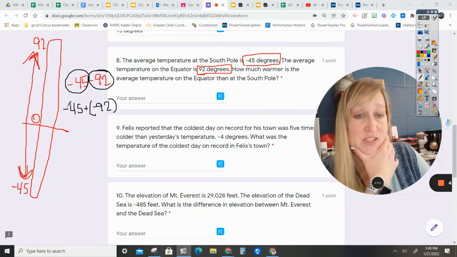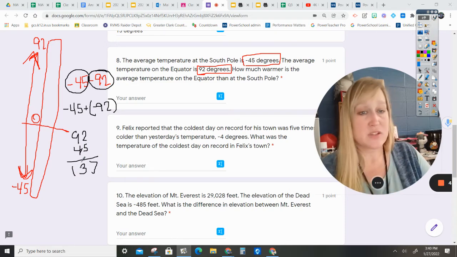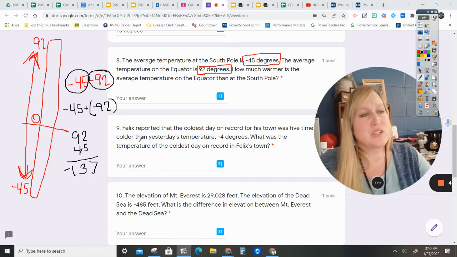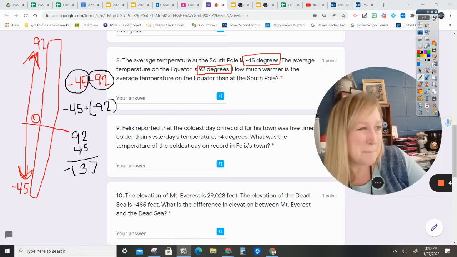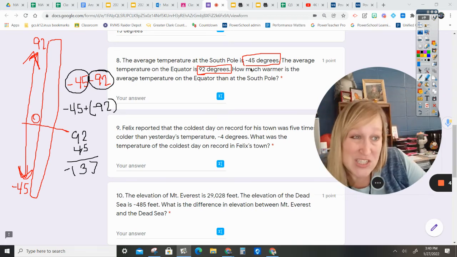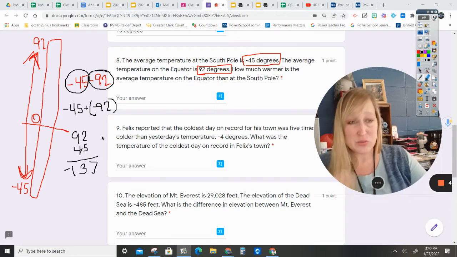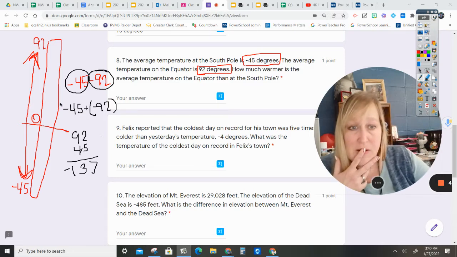Everybody's going to look at it differently. So see, they are both negative. So that means I'm going to add them. 92 plus 45. It's 137. And since they're both negative, it's negative 137. But when we read the question, it wants to know how much warmer. So it's not negative 137. It's really just 137 degrees difference.